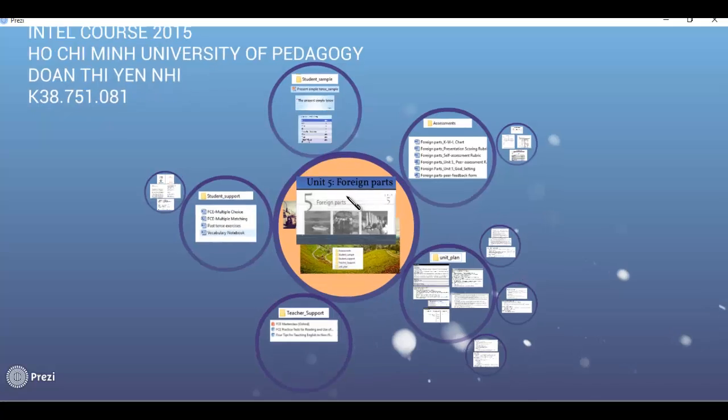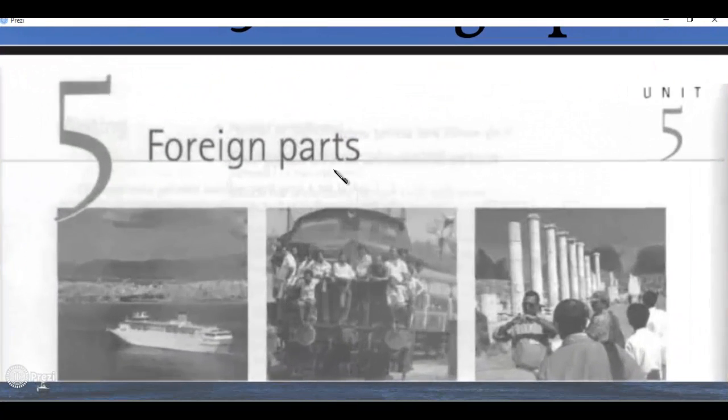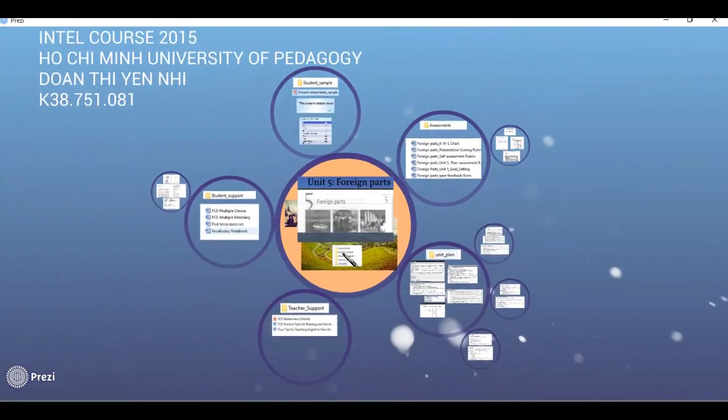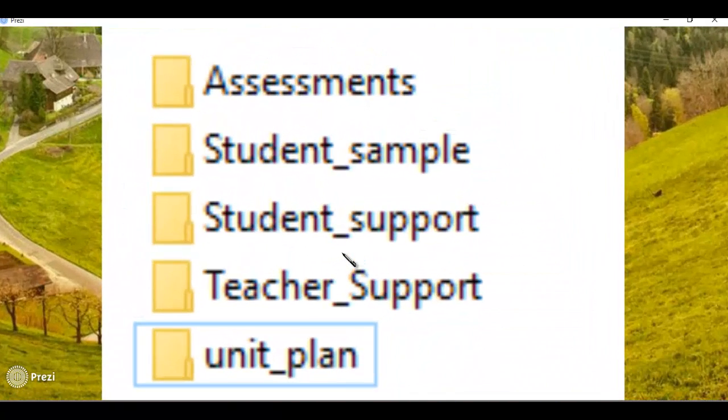I'm in charge of Unit 5, Foreign Parts, in the FCE Masterclass coursebook. My unit portfolio contains 5 main folders. Those are Assessment, Student Sample, Student Support, Teacher Support, and Unit Plan.